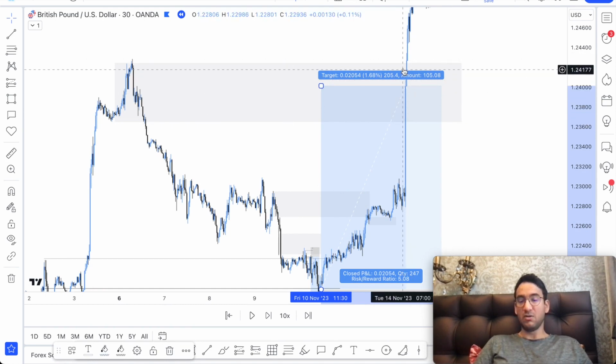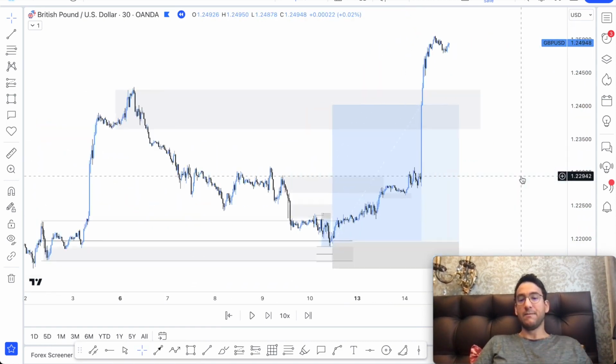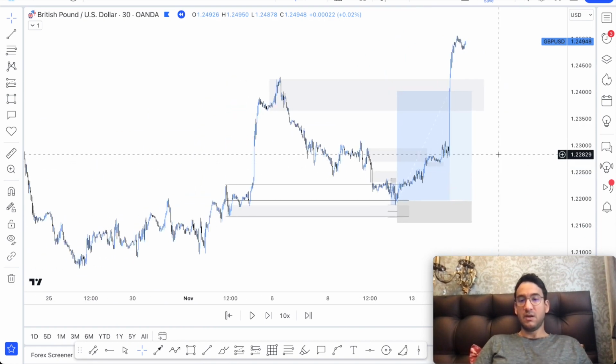I couldn't care for any extra pips over here, right? This is all for the sake of being very conservative and protecting your capital, being realistic against being non-realistic, right?